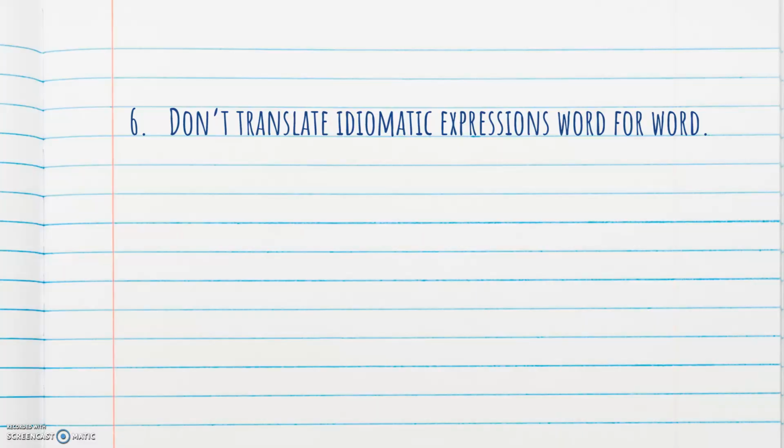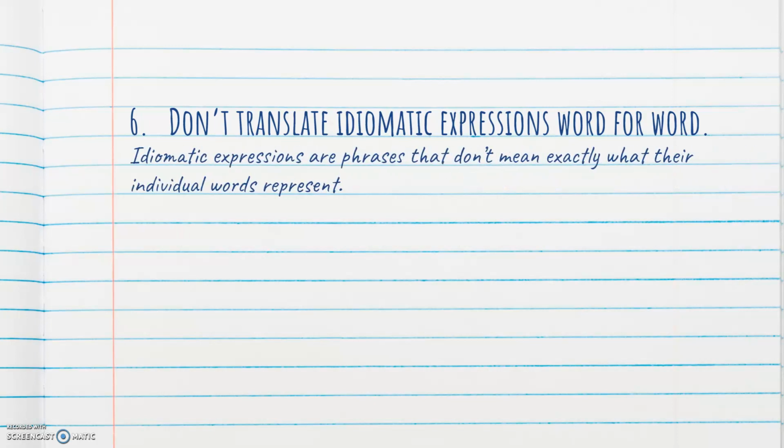Now, rule number 6 is actually kind of a when not to rely on word reference, or when not to use word reference one word at a time. Idiomatic expressions are phrases that don't mean exactly what their individual words represent. And those don't work well in word reference. So let me show you why.